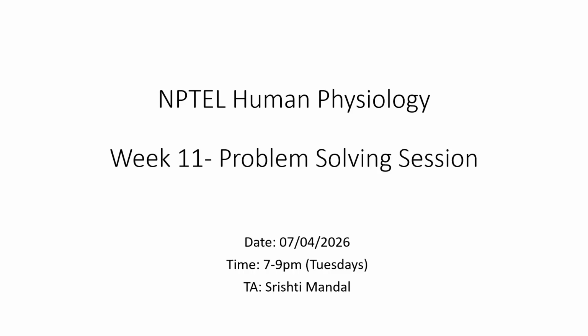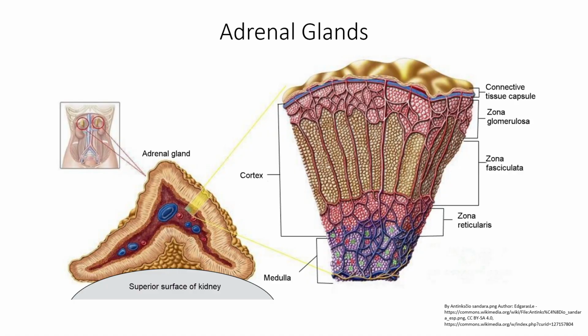Welcome everyone to week 11 of the problem solving sessions for human physiology. Today we will continue from where we left off in the last class, where we were talking about adrenal glands and the steroid hormones that are secreted by the adrenal glands. We covered some important concepts about the structure, anatomy, and morphology of this gland, right? It has different zones or layers in its organization, and these zones have specific functions. They secrete specific hormones that have very important functions in the body. And we talked about them.